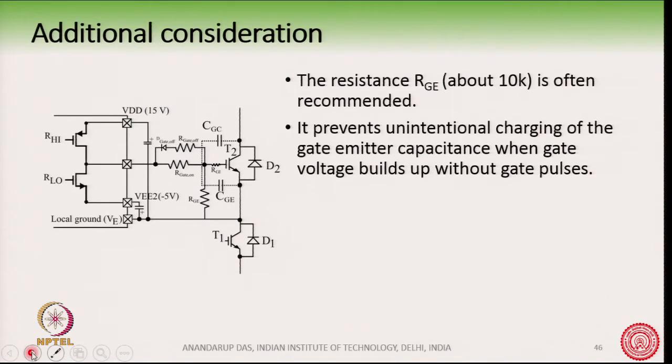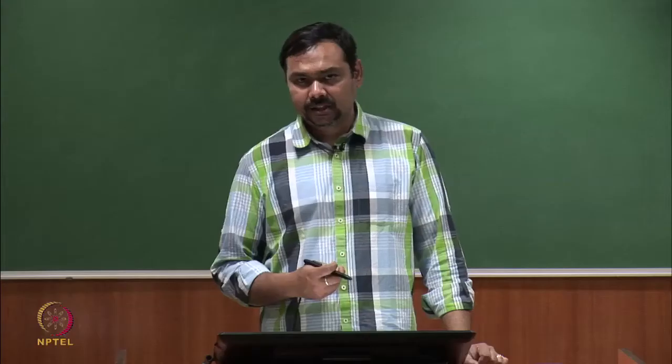Therefore, the VGE voltage is generally varying from plus 15 volt to minus 5 or minus 8 volt. Another consideration that you should keep in mind is this RGE. Often if you keep the IGBT gate potential floating, it is not a good idea, because it can cause unintentional charging of the gate emitter capacitance.